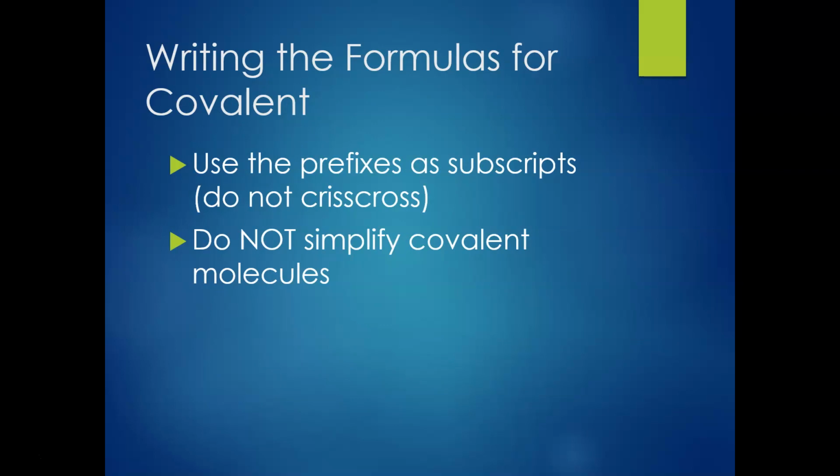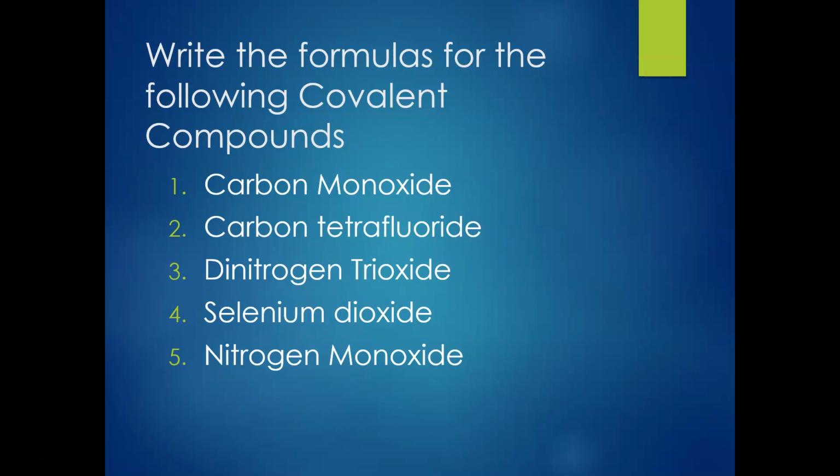Now, when it comes to writing the formulas for covalent compounds, it is super easy. You use the prefixes as your subscripts. So whatever the prefix is, that's how many of that element you have. You do not have to crisscross. And even better yet, you don't have to simplify. You just leave it exactly what it tells you.